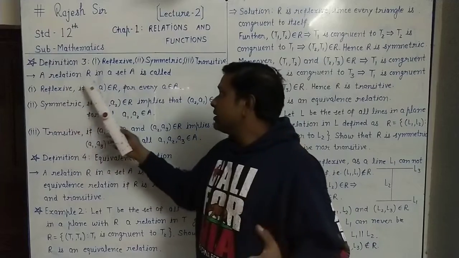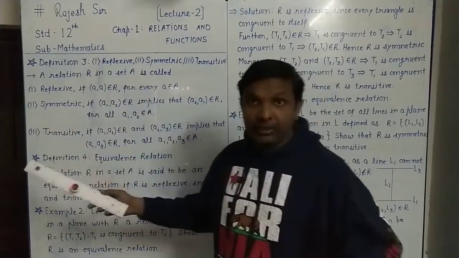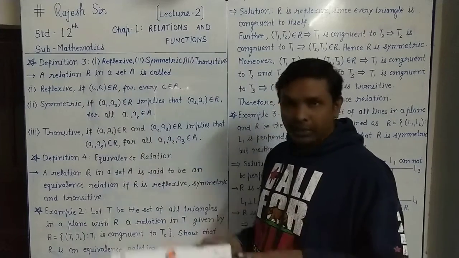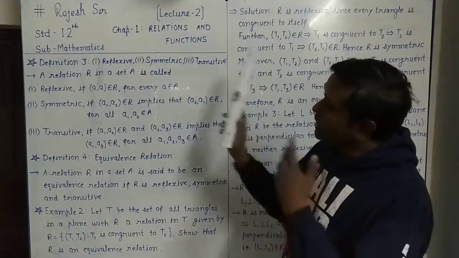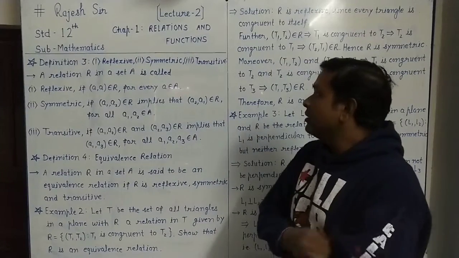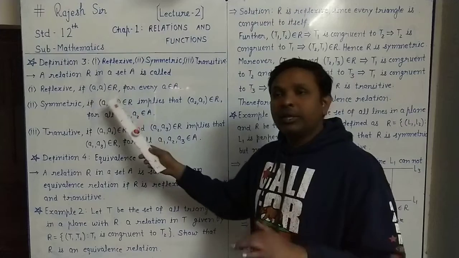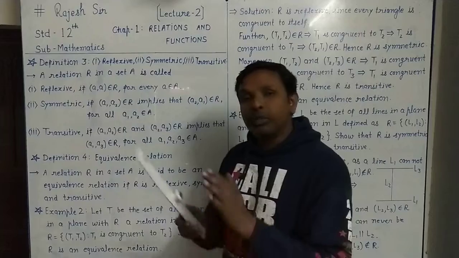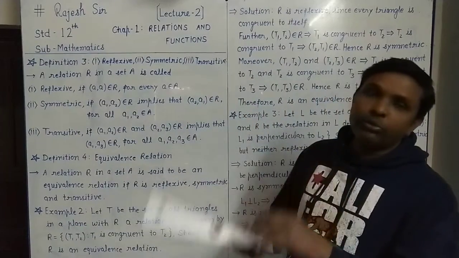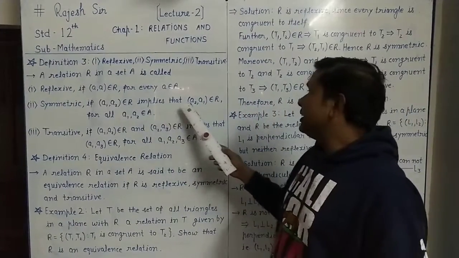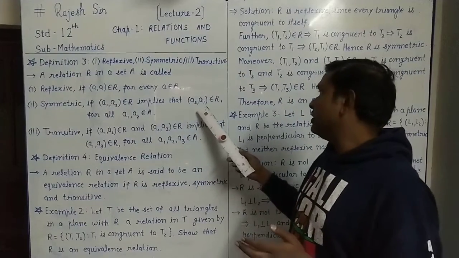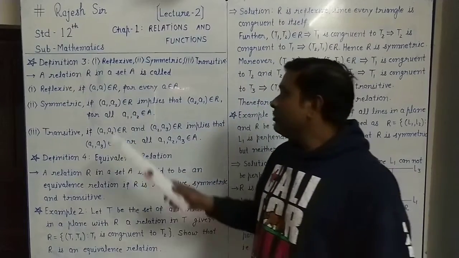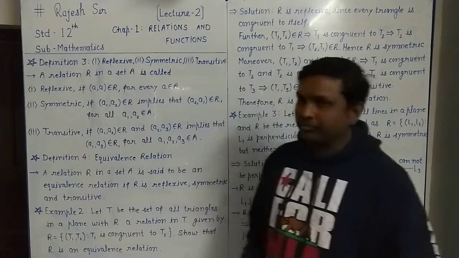A relation R in a set A is called symmetric if (a1, a2) belongs to R, meaning a1 is related to a2, implies a2 is also related to a1. In reflexive, a is related to a. In symmetric, if a1 is related to a2, then a2 is also related to a1, that means (a2, a1) belongs to R, for all a1, a2 belonging to A. Then we say this relation is symmetric.